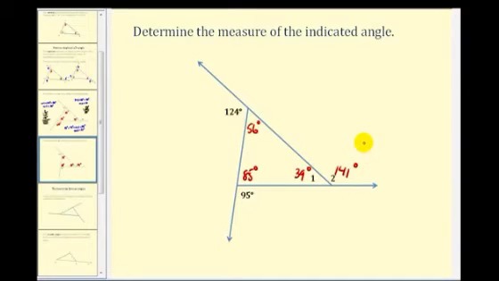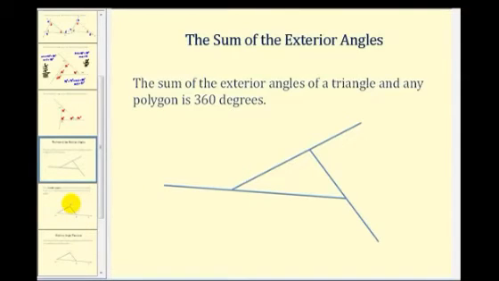Okay, let's talk about a couple theorems that involve exterior angles, and then we'll prove them in the next couple of videos. The sum of the exterior angles of any triangle, as well as any polygon, is always 360 degrees.